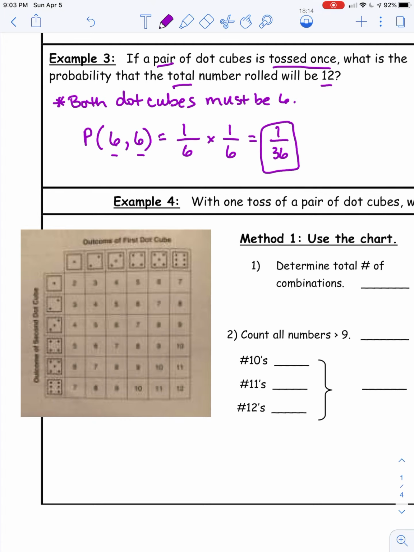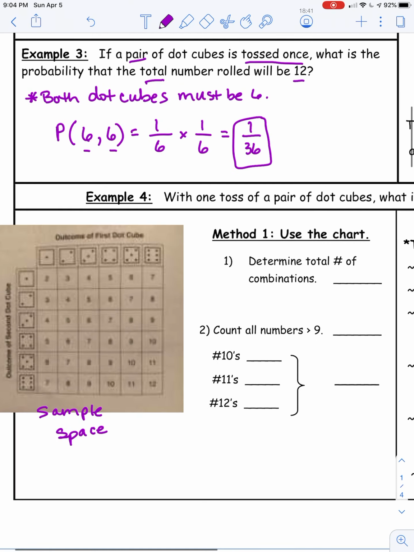The outcome of the first dot cube is what's across the top, and across the side is the outcome of the second dot cube. So if I rolled this and this, I would get this. What they're showing is the two dots that are being rolled together. This is called a sample space, and we talked about that a little bit earlier.